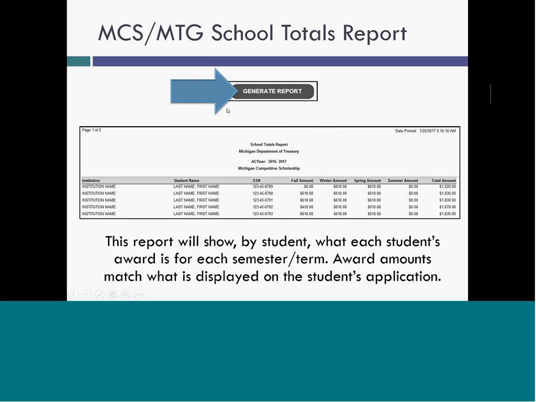Once you select your parameters, you click Generate the Report. Here's a shot of basically how that data is laid out. It'll have the student's name, their social security number, and the amounts for each one of the terms. It does list all of the terms, even though your school may not participate or be able to be awarded in certain terms, just summer for MCS, for example, but it is listed.